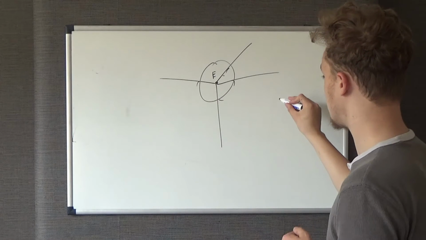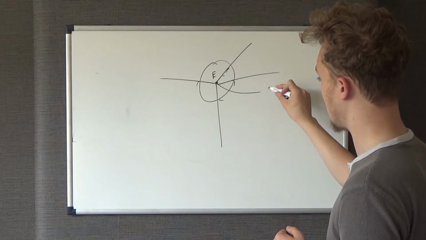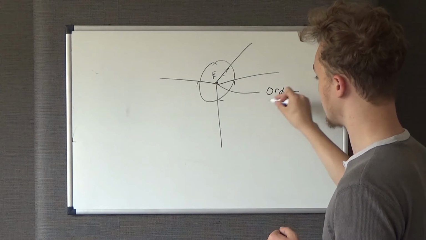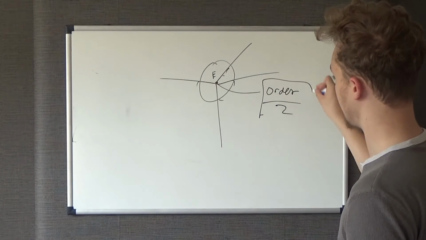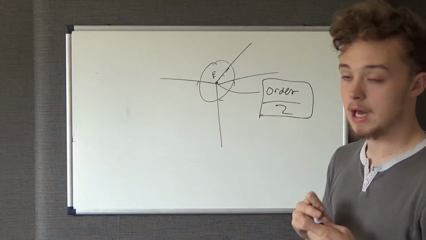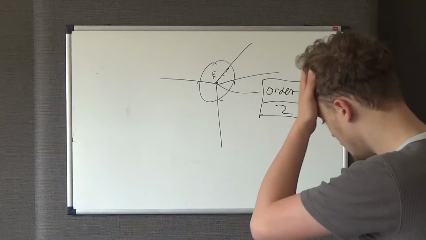So in other words, to find how many times you visit a given point on the graph, you work out its order, remember, the number of lines coming in and away from it, over 2. And that will give you how many times you visit that particular node.